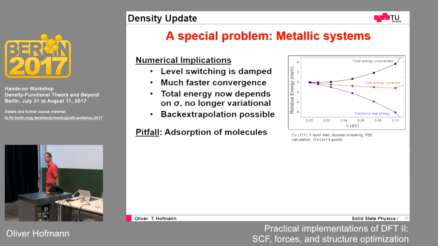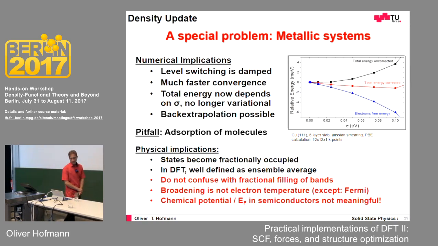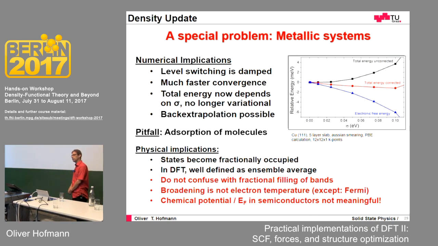That was also already one of the questions. The physical implication of the broadening is that some states become fractionally occupied, which is okay if you have bands, not okay if you have orbitals. In DFT, this is a well-defined ensemble average, but you need to make sure that you also interpret the results as such.